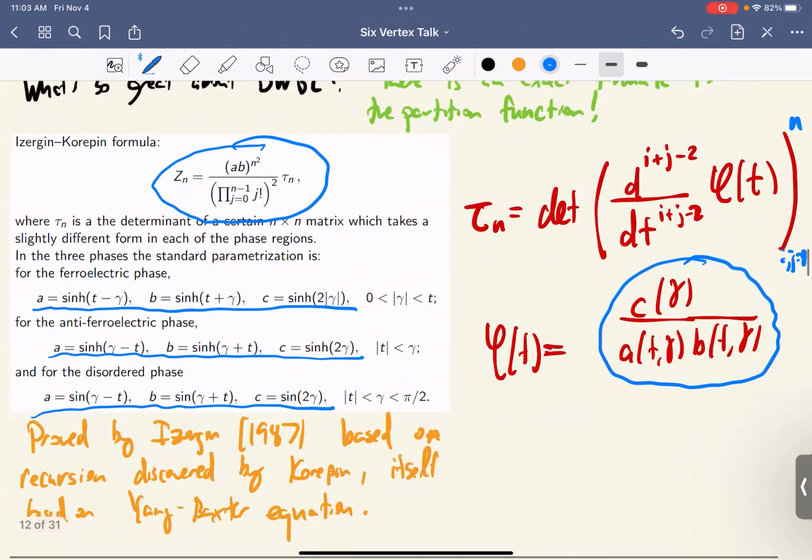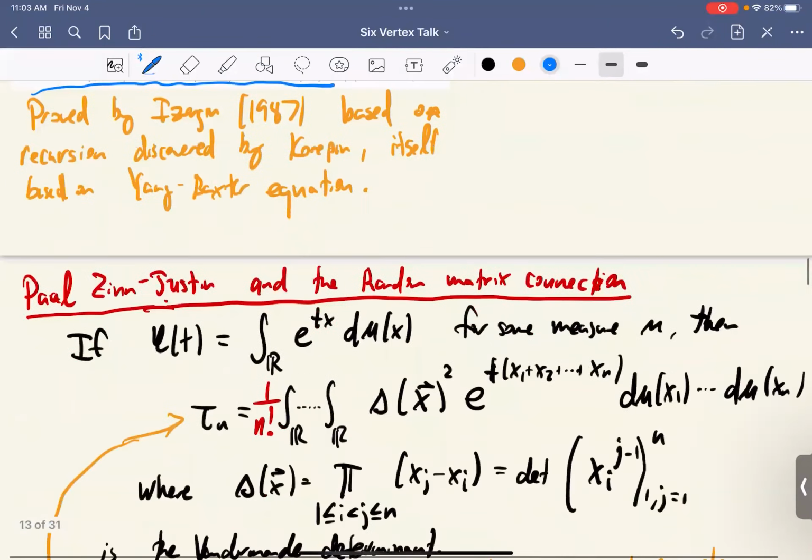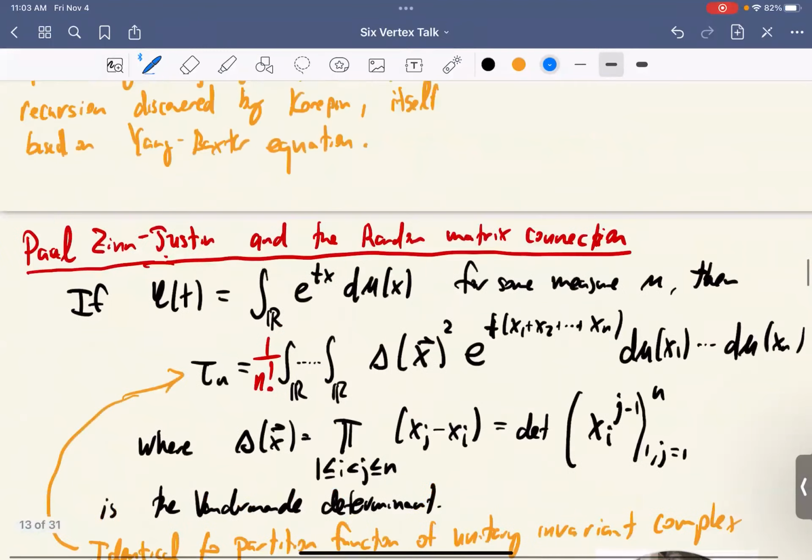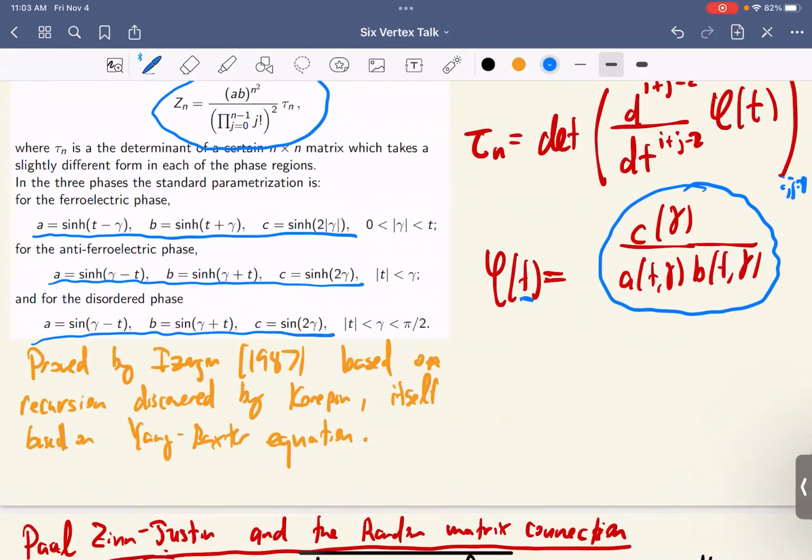Okay, so that's the formula. This phi function that I'm taking derivatives of is very simple. It's c divided by a times b with this parameterization, and the derivatives are all with respect to the t variable. I should mention the history here. This formula was proved by Izergin in 1987 based on some kind of recursion that was in the original paper of Korepin in 1982. So that's why it's called the Izergin-Korepin formula.